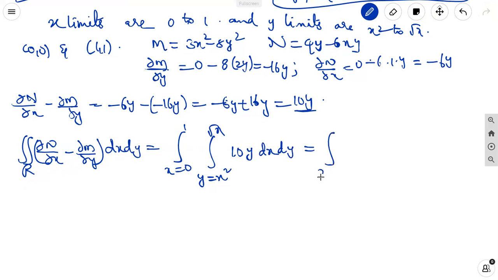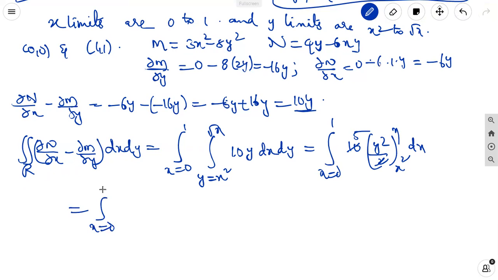It is equal to the integral x equal to 0 to 1, 10 times the integral of y dy, which is y square by 2, limits from x square to root x. 2 fives are 10, so 5 into dx. It is equal to the integral x equal to 0 to 1, 5 times the upper limit root x squared, that is x, minus the lower limit x square whole square, which is x to the power of 4, into dx.